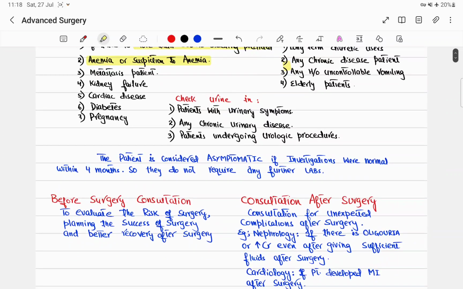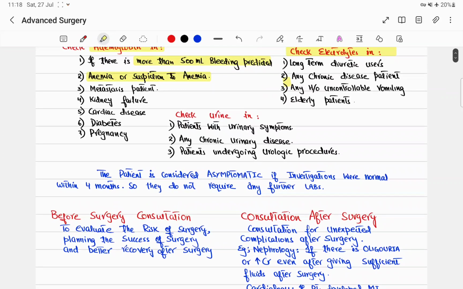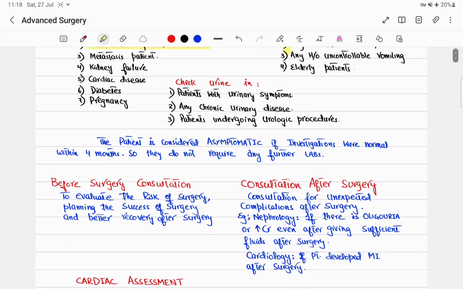Now before surgery there is a consultation, and this consultation is to evaluate the risk of the surgery in a patient, and also to plan for the success of surgery, so that better recovery after surgery can be achieved. That's why we have the before surgery consultation. After surgery consultation is for when unexpected complications arise. For example, we give a nephrology consultation to a patient if he has oliguria or increased creatinine, even after we have given him sufficient fluids.